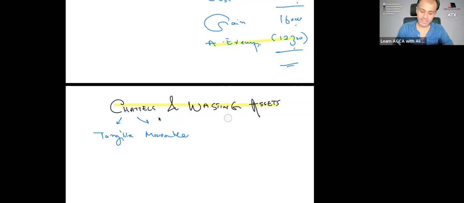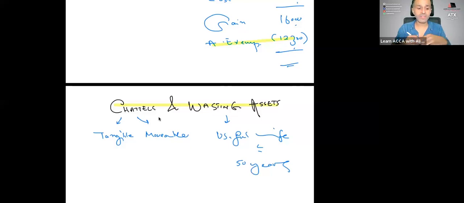What makes an asset wasting? The useful life of an asset has to be less than or equal to 50 years to make it wasting. I mean, these are the things a student of advanced taxation has to always have at their fingertips. Useful life less than or equal to 50 years is wasting. If it is more, then it's called non-wasting.